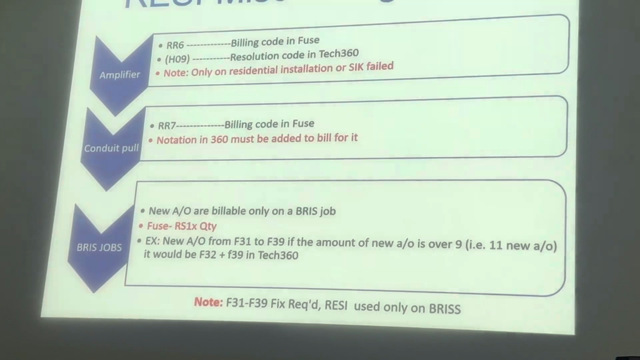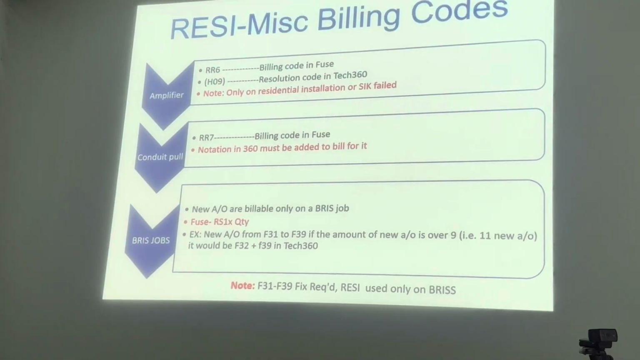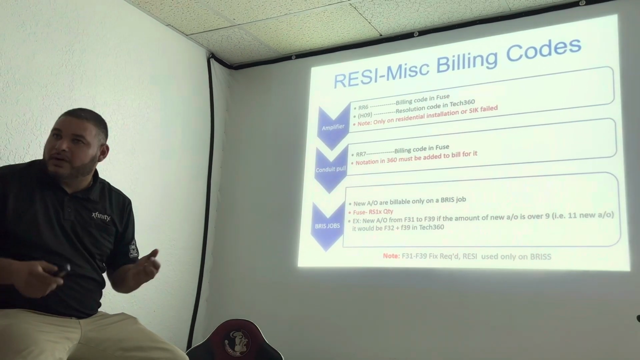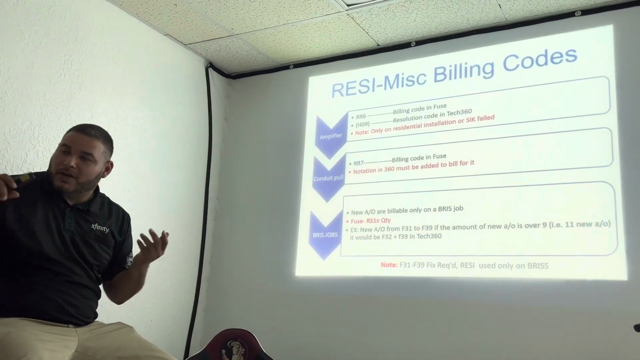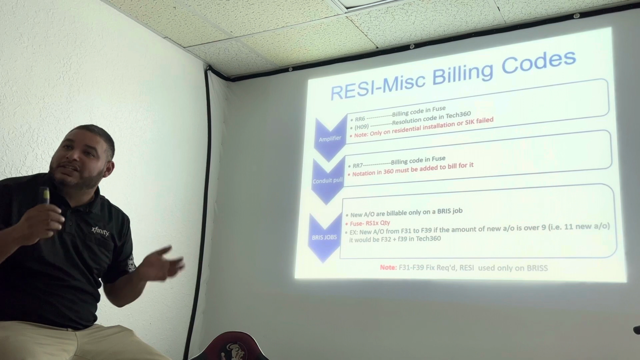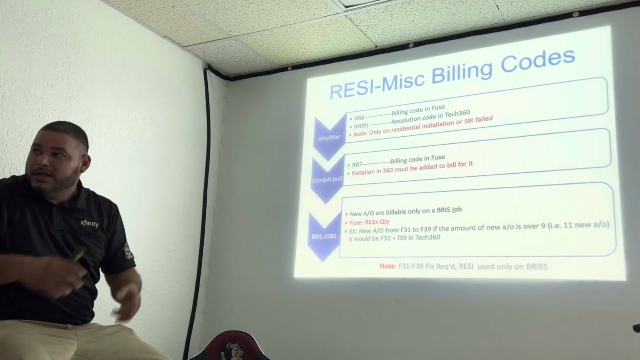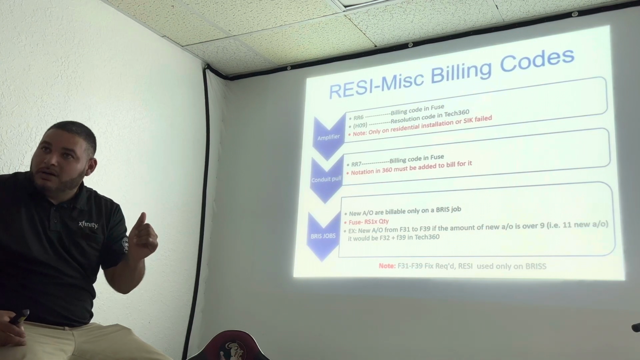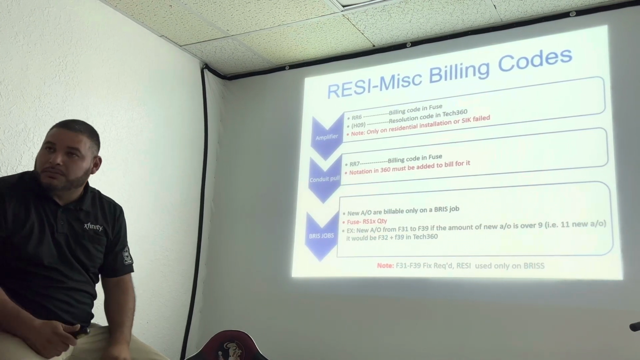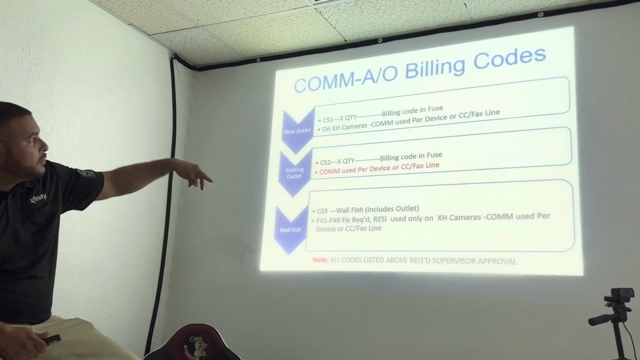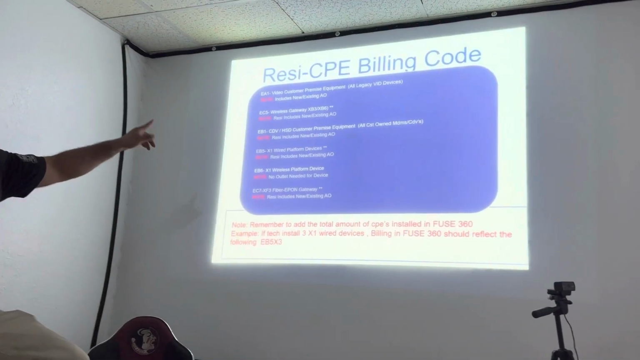So on bridge job and upgrade, you only could bill for RA1 times the equipment, whatever you install. For example, like I told you earlier, if your customer calls Comcast, they want an additional cable box to their existing service, which is video, then it will be RA1 plus the type of equipment that you install, the modem. This is commercial billing outlets, residential CPEs.